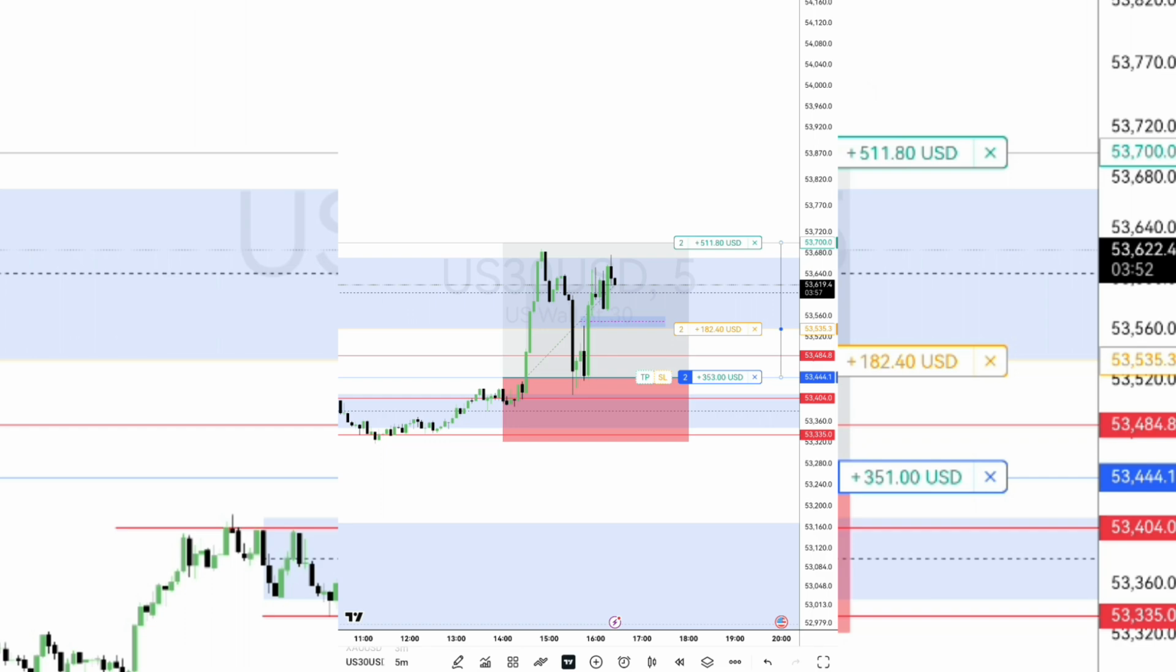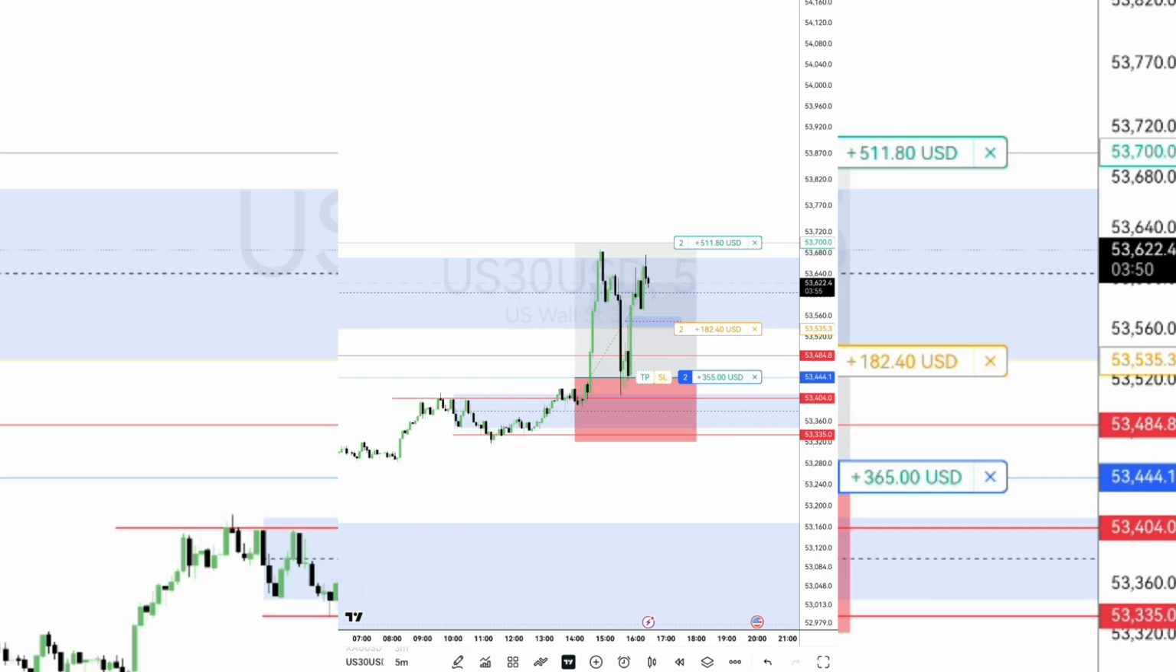Live trade. This is happening right now as we speak. I took the trade on the one minute, I love it. It's happening right now as we speak, and I'll show you when the TP is hit.